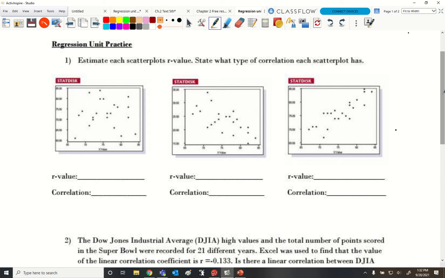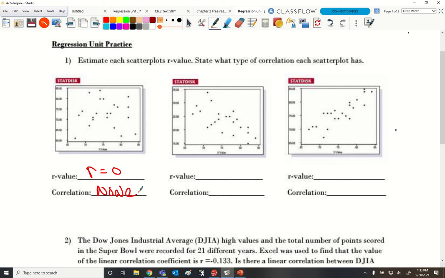So what do you think this first R value should be? Does this actually have any correlation here, or is it just dots everywhere? Dots everywhere. I would say this one's close to 0. So I'm going to estimate it at R equals 0. And is there correlation? None. There's no correlation here.